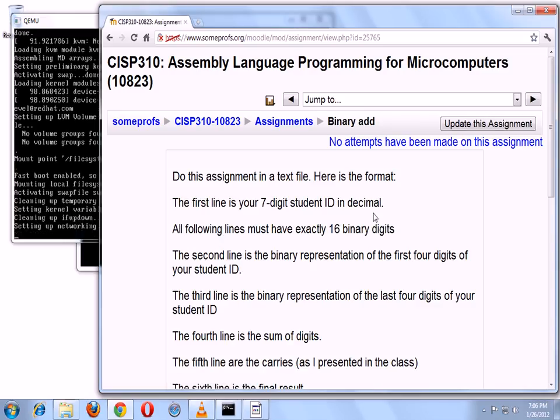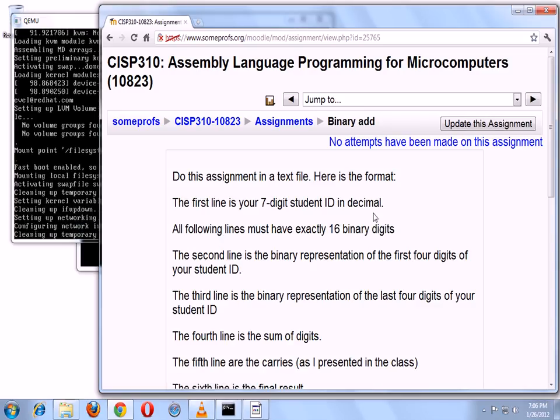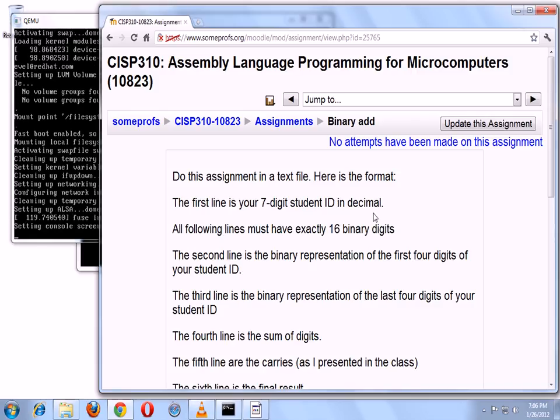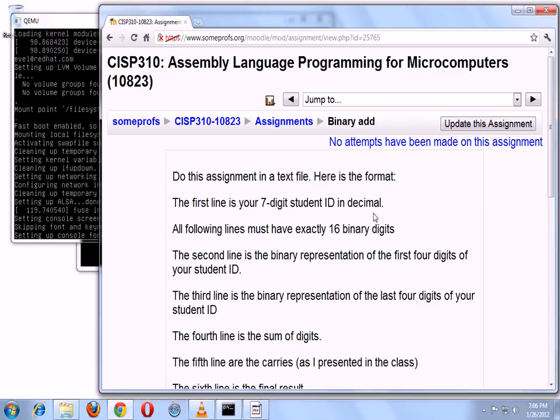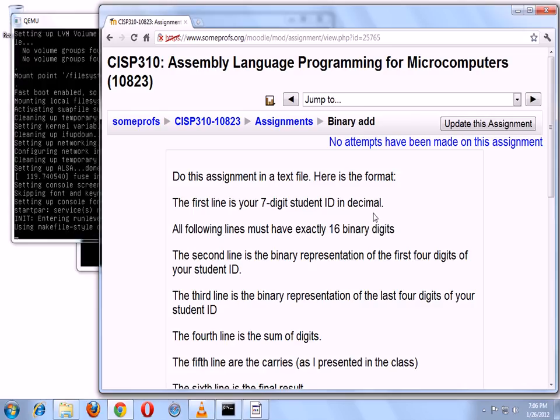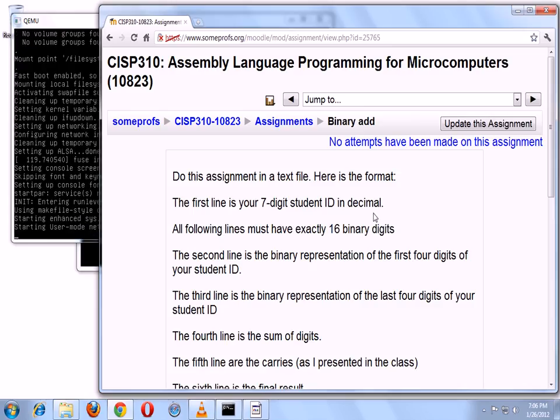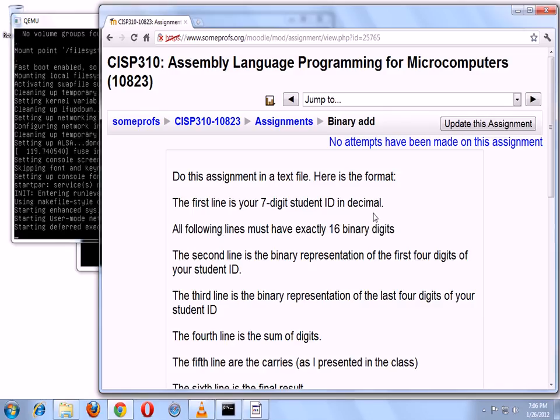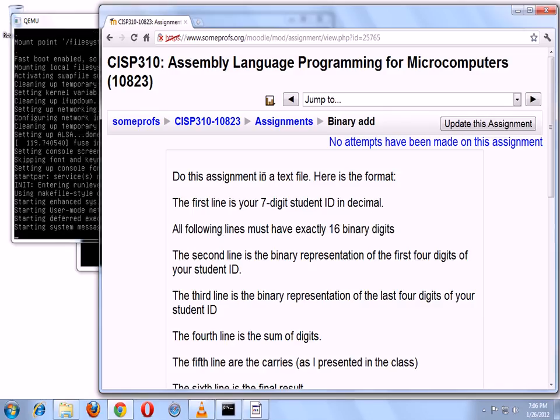All right. So you can do this homework assignment in a text file. In fact, I want you to do it in a text file so that my script can process it easily. You do not need to save the text file in Unix text format. You can just save it in Windows/DOS text format. My script can automatically convert that or handle that part. You will have several lines. The first line is your 7-digit student ID in decimal. So you don't need to do any base conversion first.